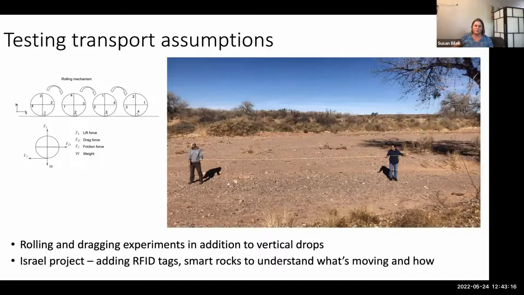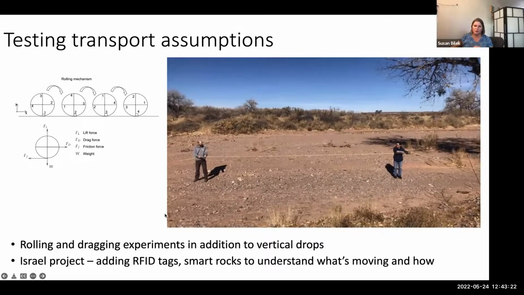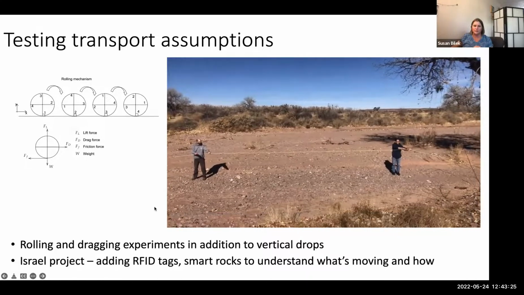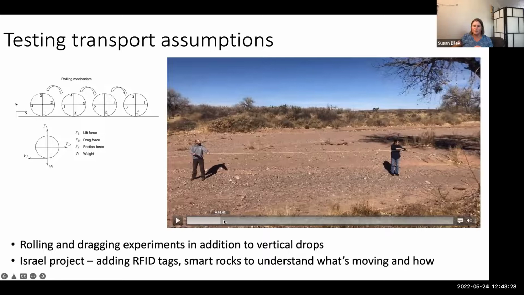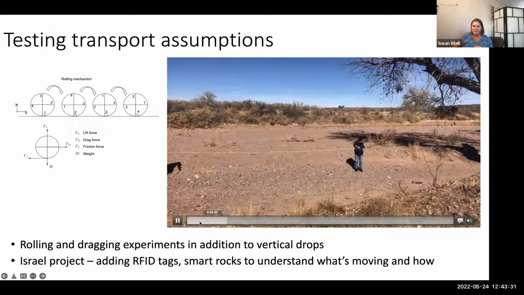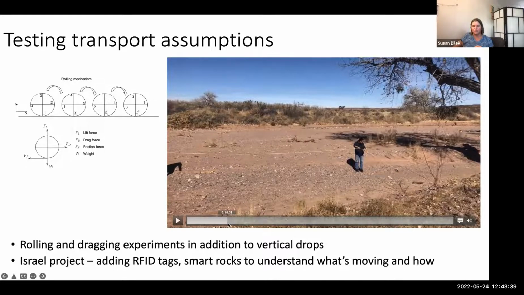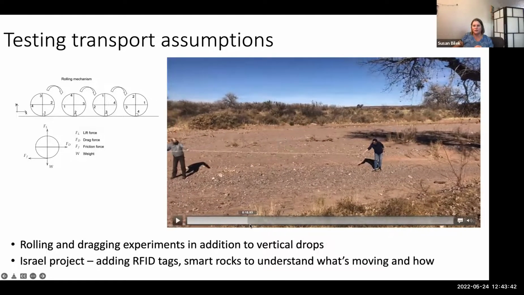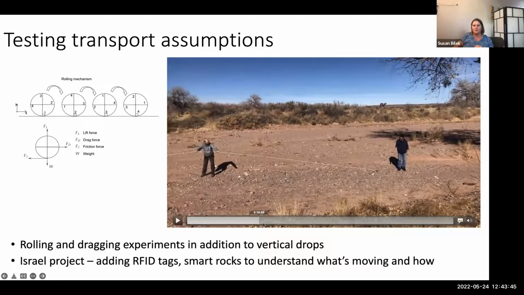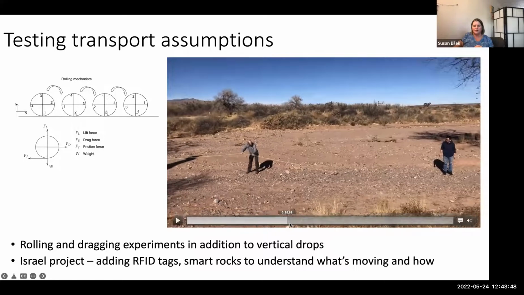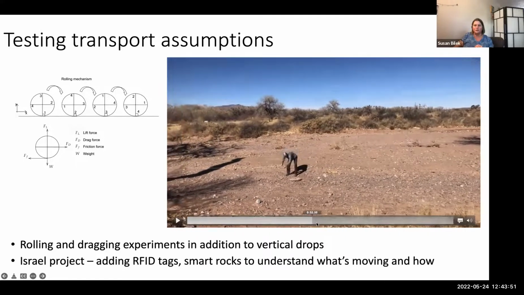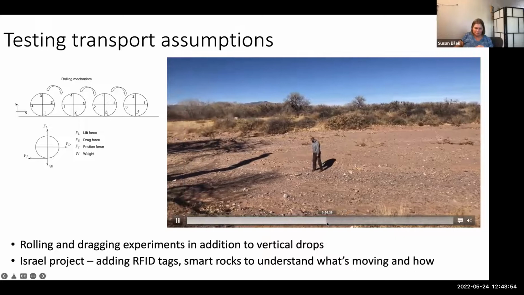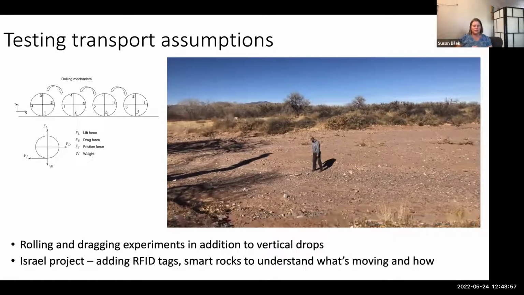We also did some field experiments to capture the seismic signal of rolling versus vertical drops. I don't know why this video doesn't always work. Let's see. I had some students and faculty out where we put a string of rocks together and had them pull this so that we could mimic the signal of rolling rocks rather than just dropping rocks vertically, so that we could compare that to some of the implementations within this model. So we have some of that data.